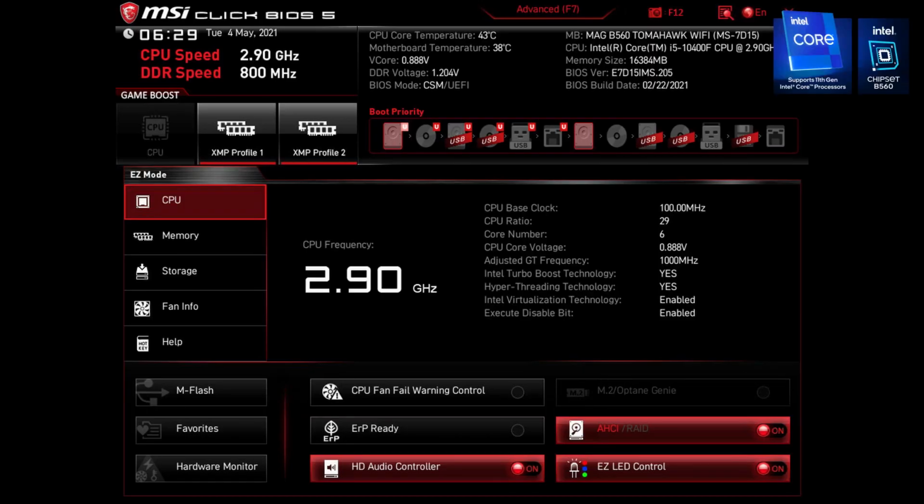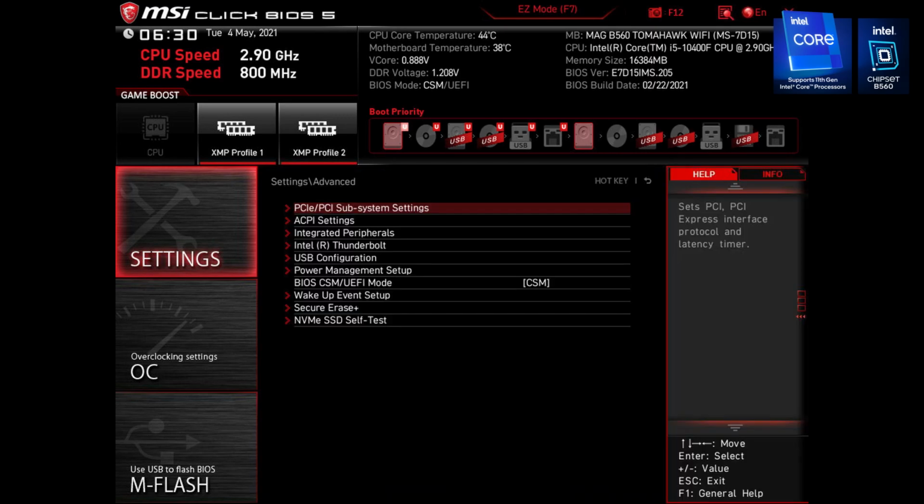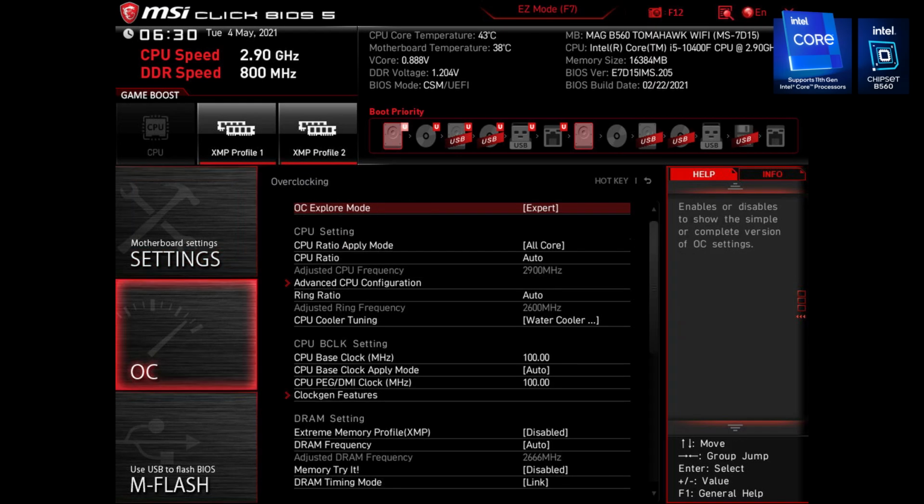Lastly, we have the BIOS, which is nothing out of the ordinary. MSI's usual interface, which is easy to get around to make changes on your system. As you can see, I'm running an Intel Core i5-10400F, which is not a strong processor. Therefore, it is not something that will push the limits of the VRM cooling.